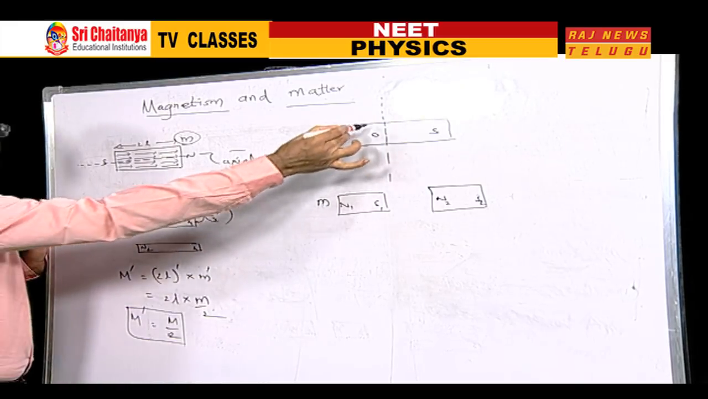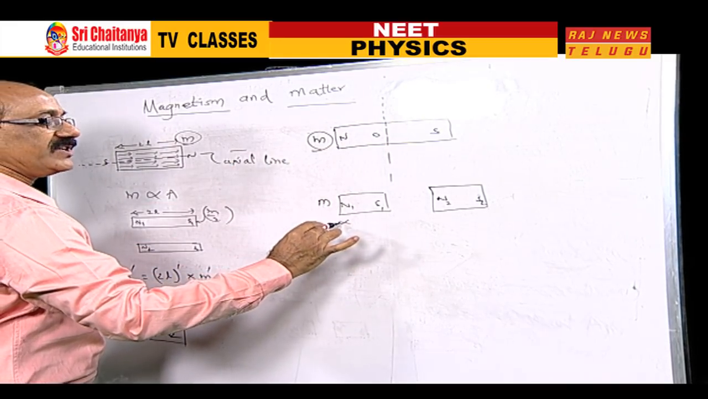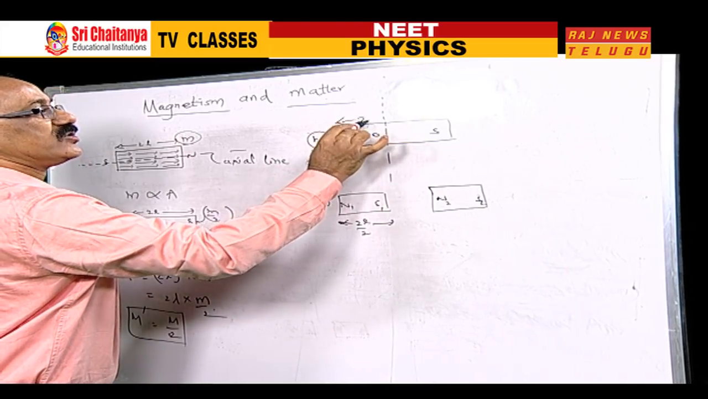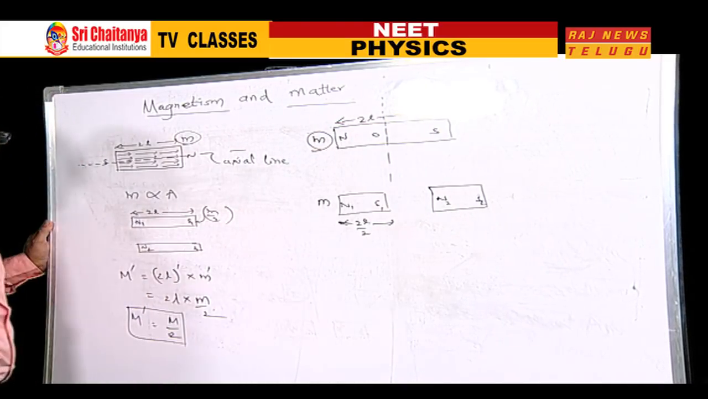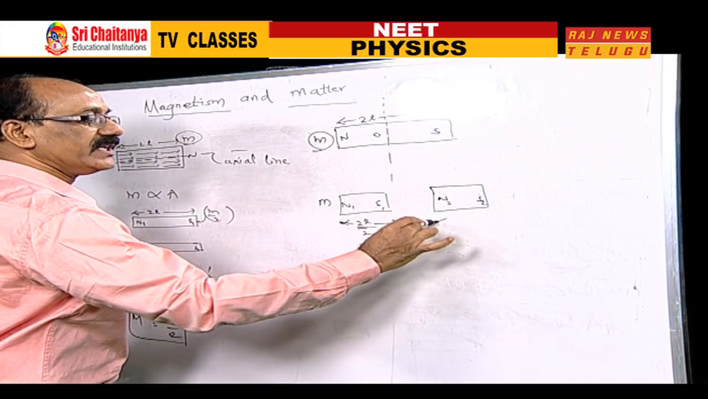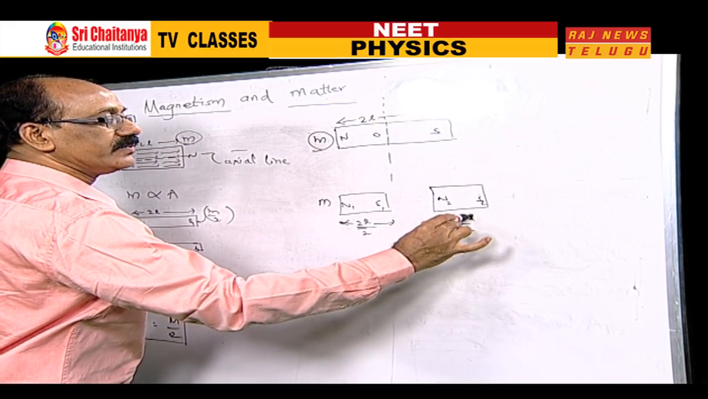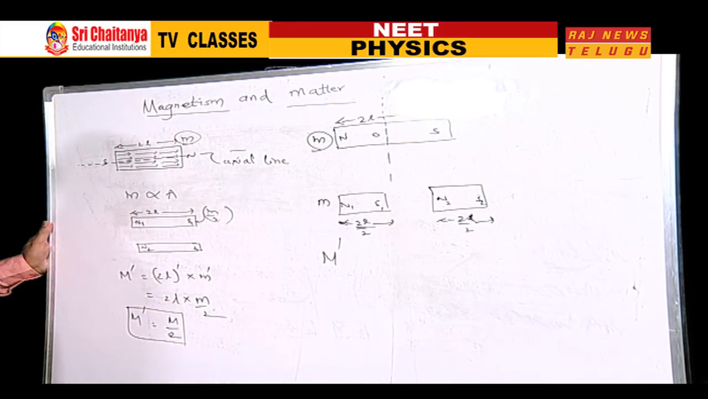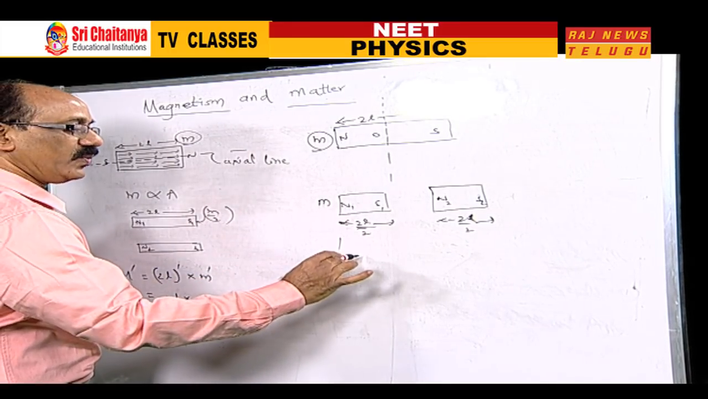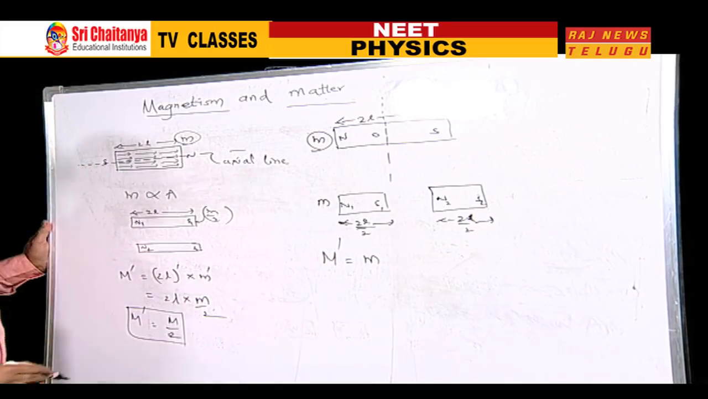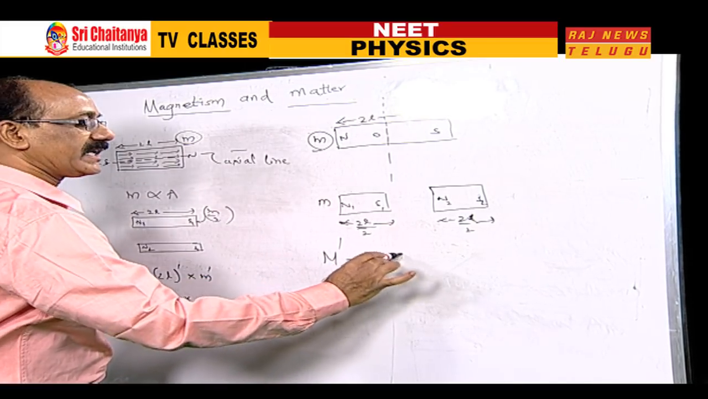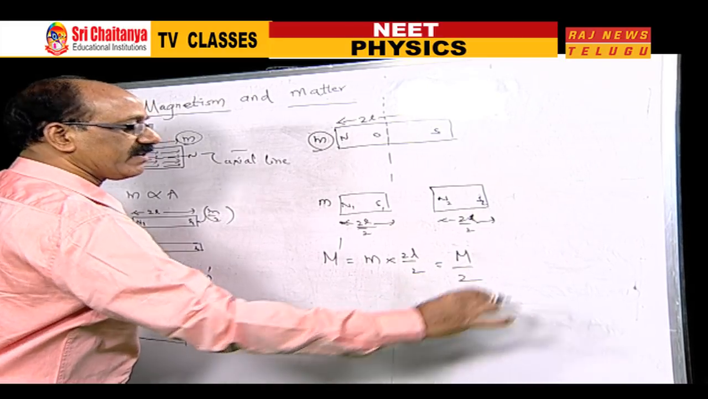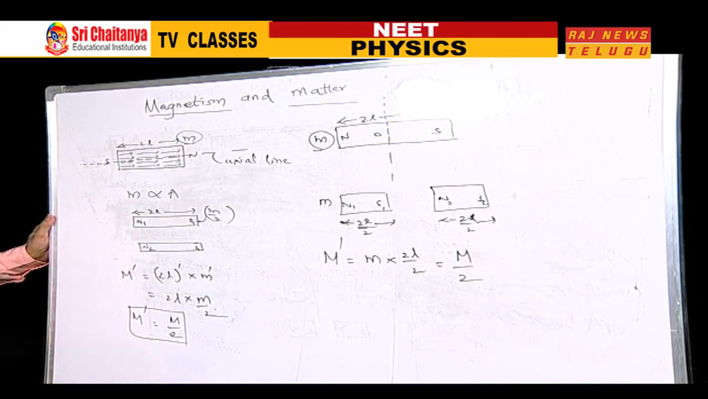But as it is cut along the equatorial line, the length of each piece will be half that of the original magnet. Assuming the original magnetic length is 2L, it is 2L by 2. It is also 2L by 2. Now, if I consider the magnetic moment of each piece, the pole strength remains the same, but the magnetic length is halved. Therefore, the magnetic moment of each piece is half of the magnetic moment of the original.